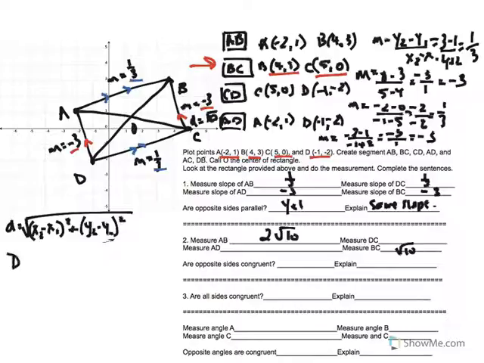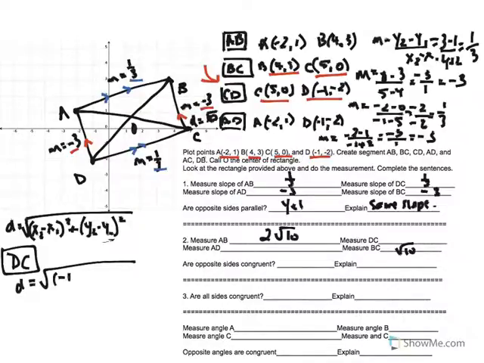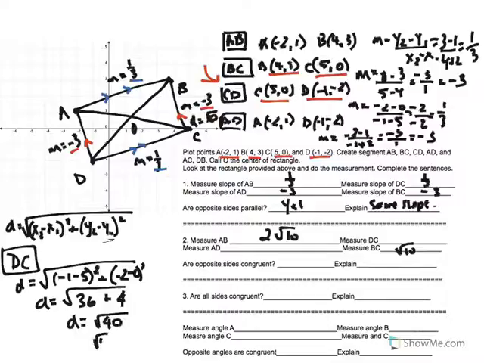Now let's try with DC. Now we'll be using these coordinates here. And we have distance equals the square root of x2 here is negative 1, x1 here is 5, y2 is negative 2, y1 is 0. We have 4 plus 36, distance equals square root of 40, square root of 4, square root of 10, 2 square root of 10. DC is 2 square root of 10.